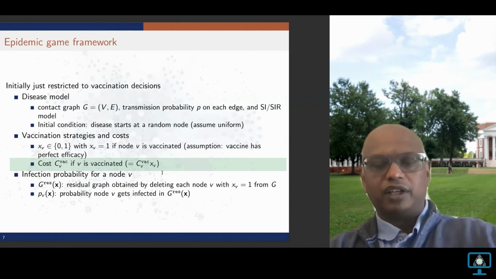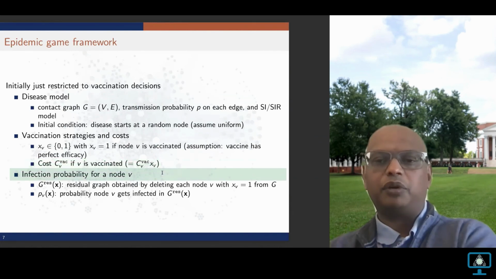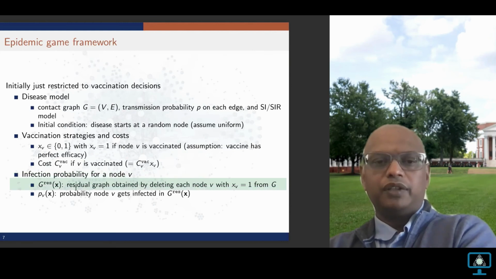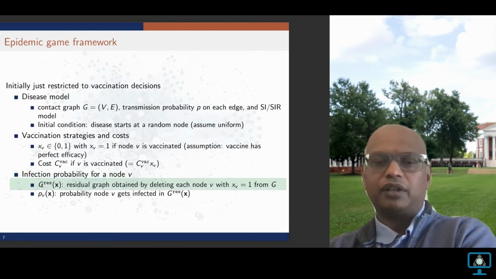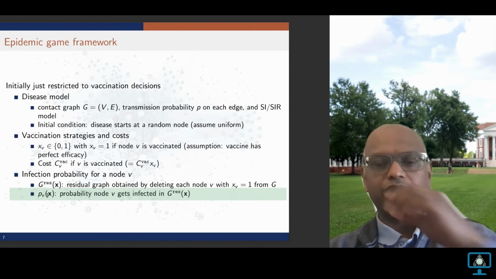The other component comes from getting infected. So for that, we need to look at the infection probability. First, let's consider this notion of a residual graph, G_res(X), which is obtained by deleting each vaccinated node from the graph. And then P_v(X) is the probability that node v gets infected in the residual graph.